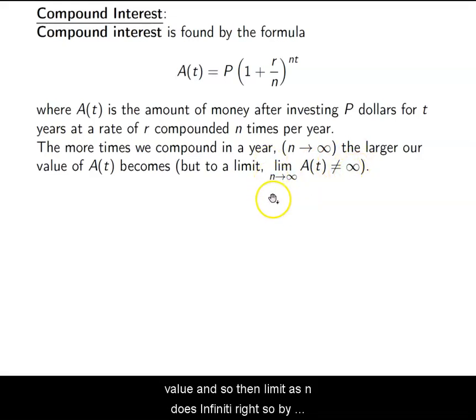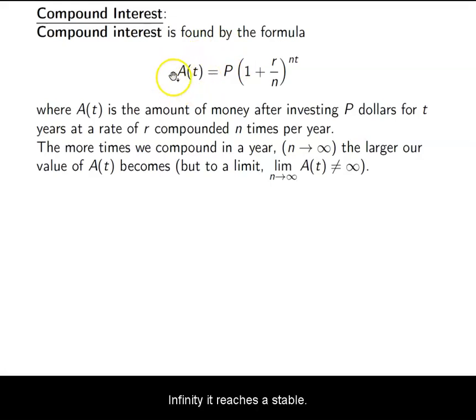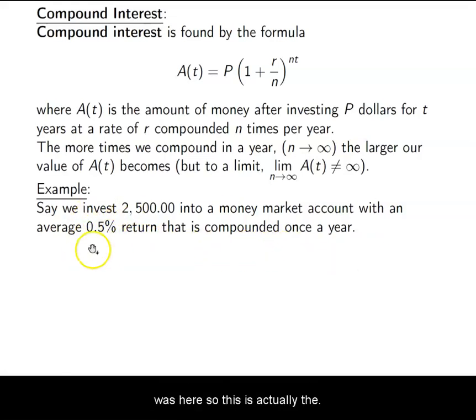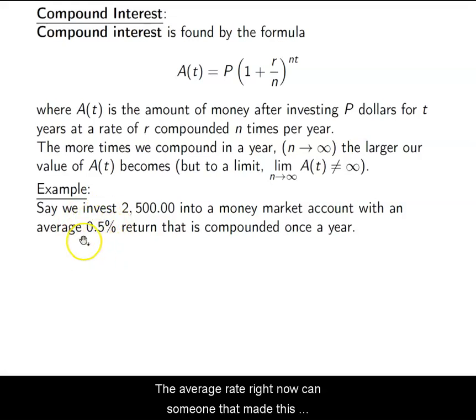Okay, so the limit as n goes to infinity, right? So if I plug in very, very large values of n here, no matter what the P and the r and the t are here, this does not go to infinity. It reaches a stable value, basically. Okay, so let's look at this in an example. So let's say that we invest $2,500 into a money market account that has an average of 0.5% return that is compounded once a year. And so this is actually the average rate right now.